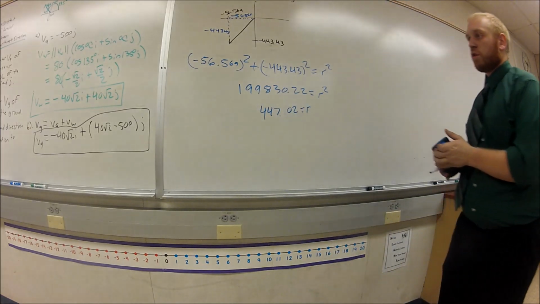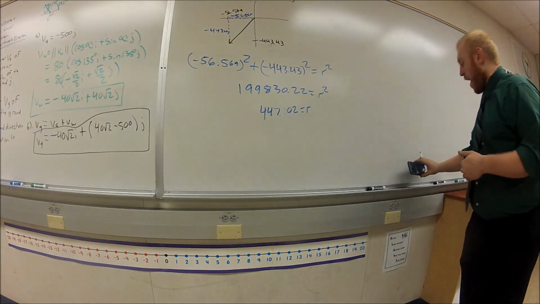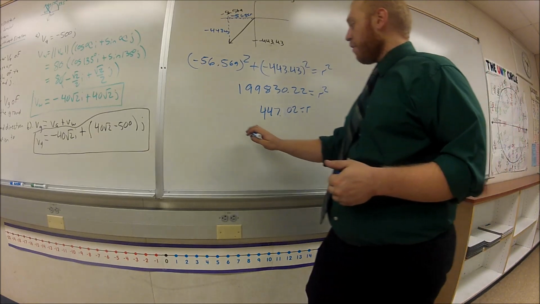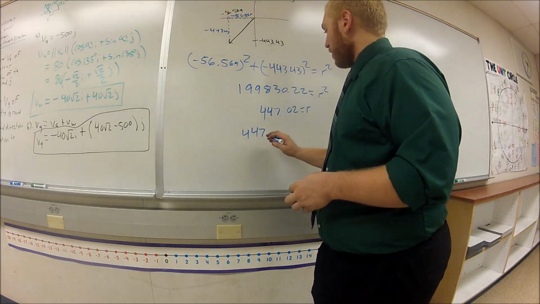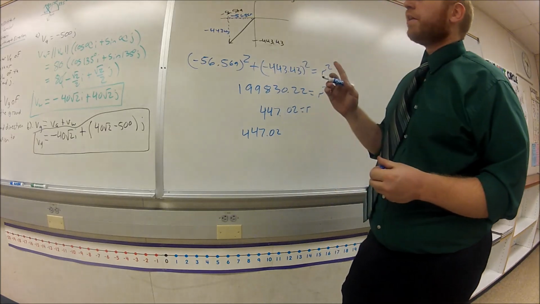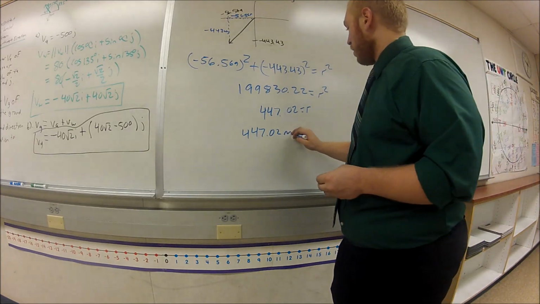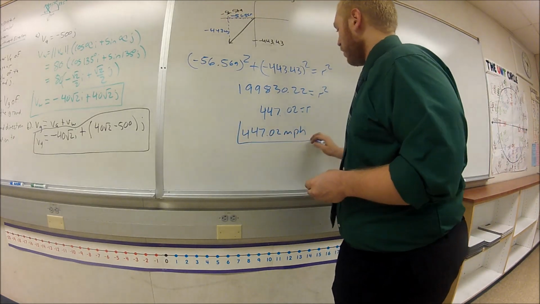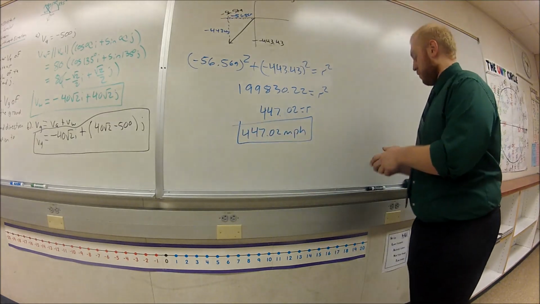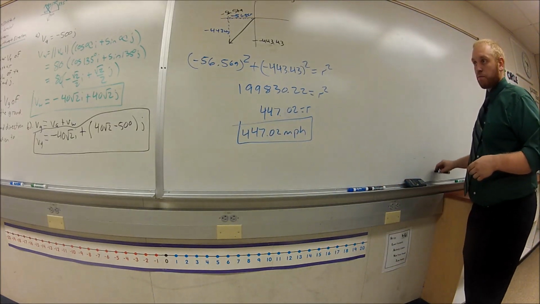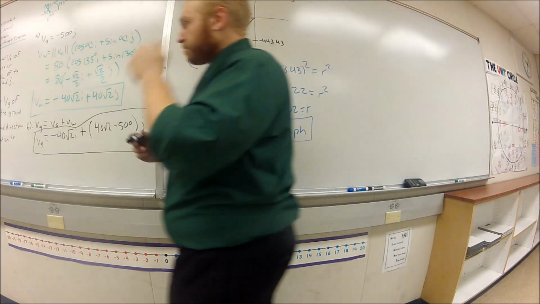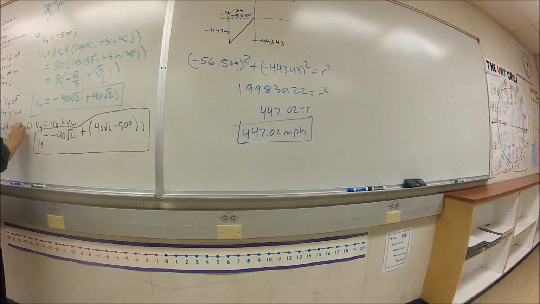So to answer the first part of the question, find the actual speed. The actual speed of the aircraft is 447.02 units. Units are miles per hour. Boom. Now to answer the last part of the question, which said, and direction.